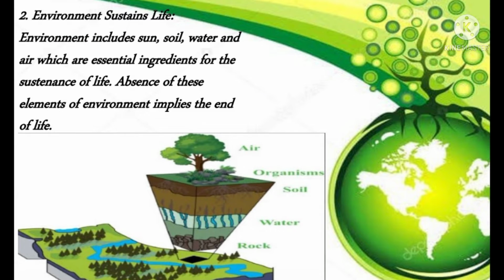Environment sustains life. Environment includes sun, soil, water, and air, which are essential ingredients for the sustenance of life. They regulate the temperature of water bodies, weather patterns, and also provide energy for the growth of plants. And the absence of any of these elements implies the end of life.